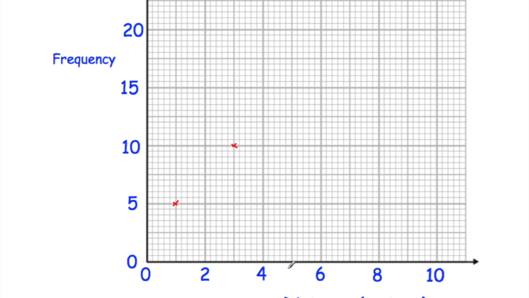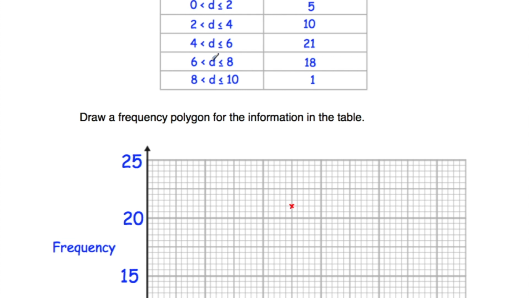So whenever we want to go 5 across and 21 up, we're going to go up to 20. And then we're going to go up 2 little boxes to 21, because each of the little boxes is worth a half. So that'll be 21 there, which is 2 little boxes. So we've gone 5 across and 21 up. And next, 7 across and 18 up.